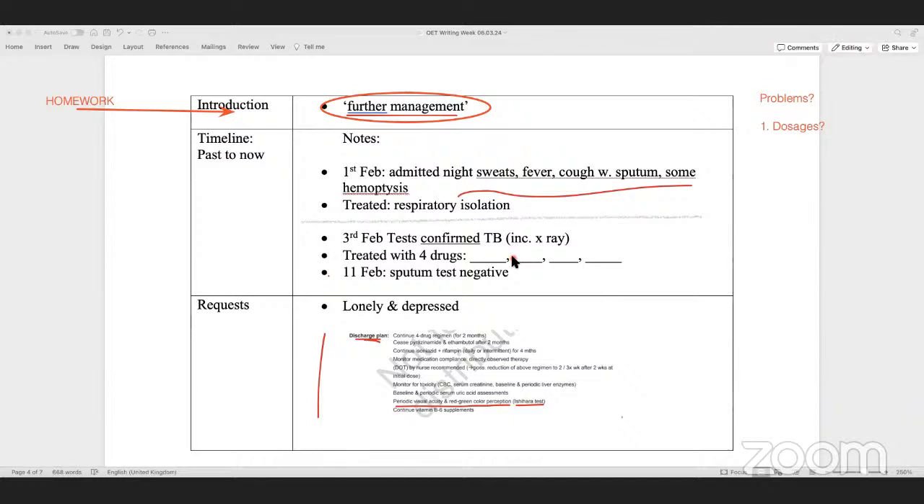All right. And what about introductions? Did anyone have any difficulties with introductions? I've been teaching OET many years now. I can probably answer most questions. Hamza?